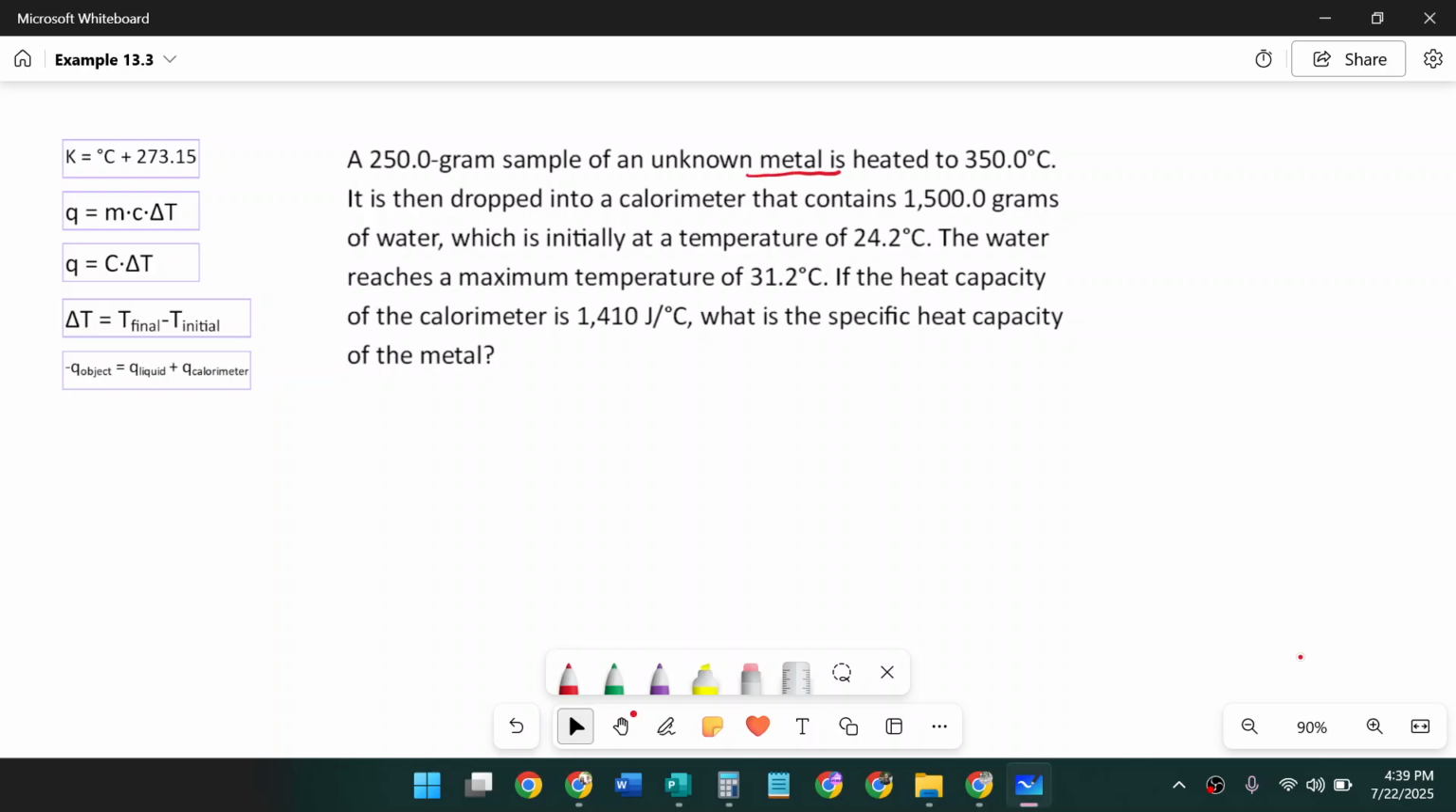So metal, I'm going to mark everything metal in red. So here's the mass of my metal. This is the temperature before we start the experiment, so it's the initial temperature. Again, it came from some other temperature when it's heated, but the experiment is starting when it's 350. So that's the initial temperature.